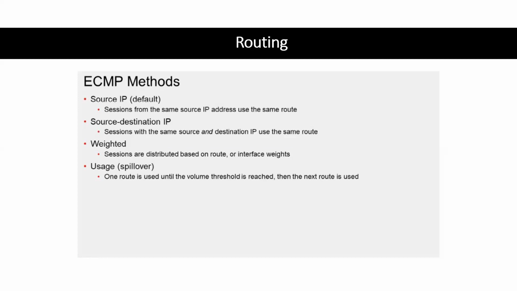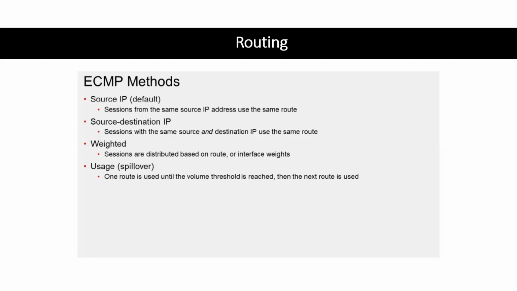The source destination IP method works kind of the same, but when that strategy is being used, it factors in the destination IP as well. So whenever it's trying to choose which path it should use, it's considering both the source and the destination to select a specific path to send that packet.